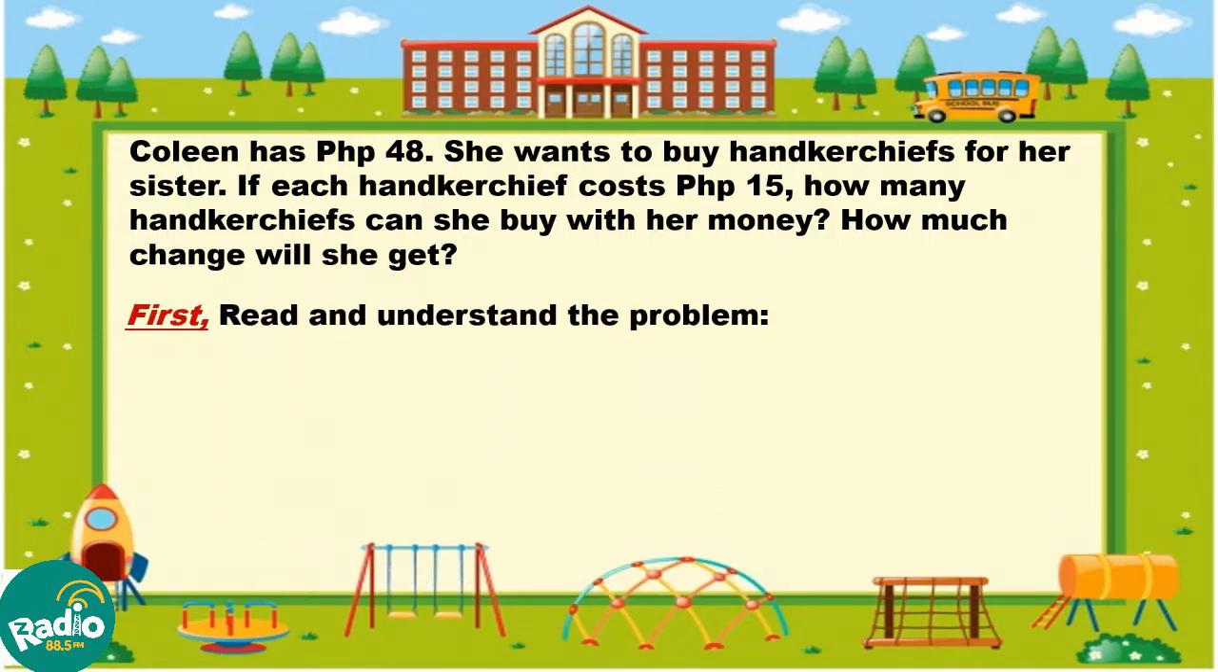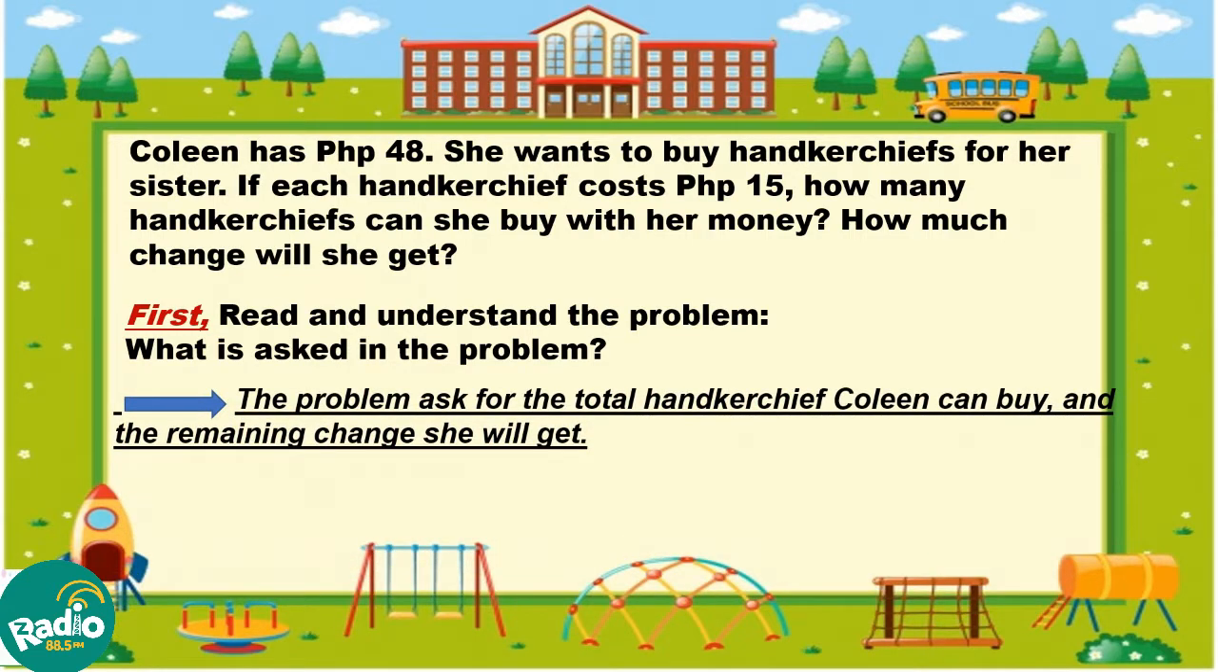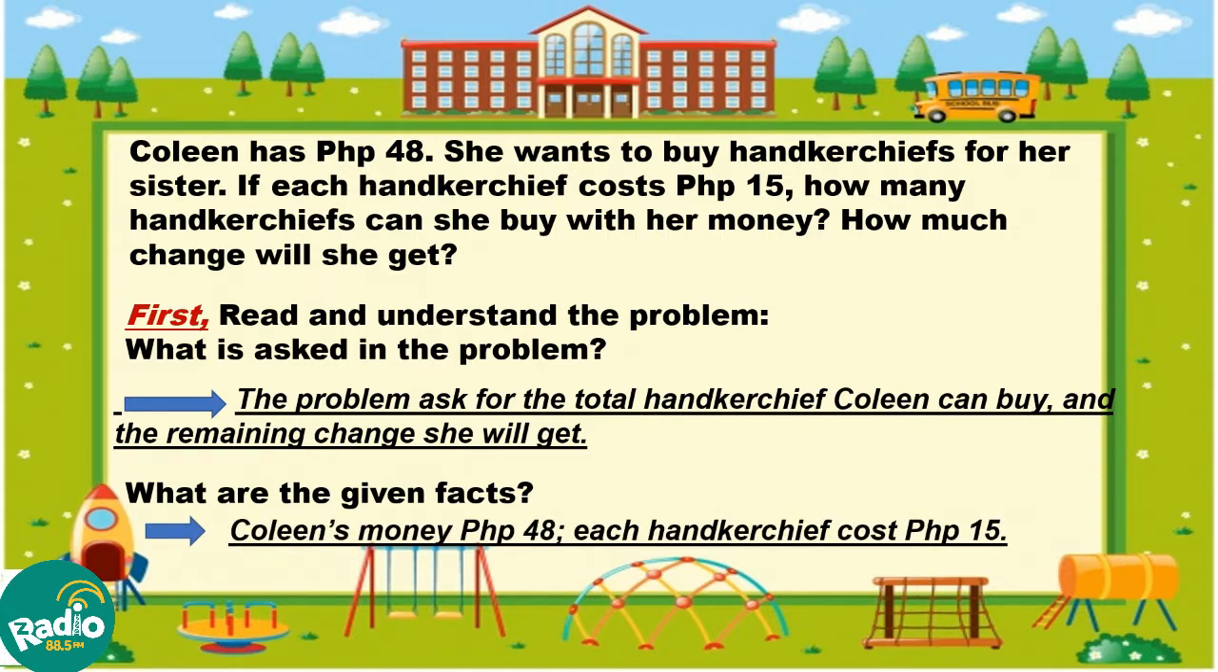First, read and understand the problem. So what is asked in the problem? Yes! The problem asks for the total handkerchiefs Colleen can buy and the remaining change she will get. What are the given facts? Good! Colleen's money, 48 pesos. Each handkerchief costs 15 pesos.